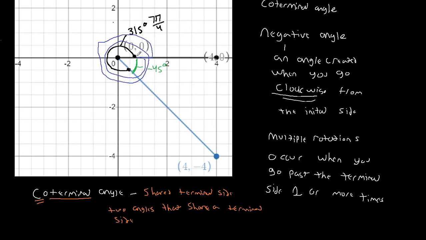So in this case, going 315 degrees in the counterclockwise direction got us from this initial side to this terminal side. But so did going from here, going clockwise, negative 45 degrees. So in this case, 315 degrees and negative 45 degrees are coterminal. Hopefully that makes sense. Let's go through that one more time. Coterminal means that they share the same terminal side. So if we start here and we go 315 degrees, we get to the terminal side. If we start here and we go negative 45 degrees, we also get to the same terminal side. So 315 degrees and negative 45 degrees are coterminal.